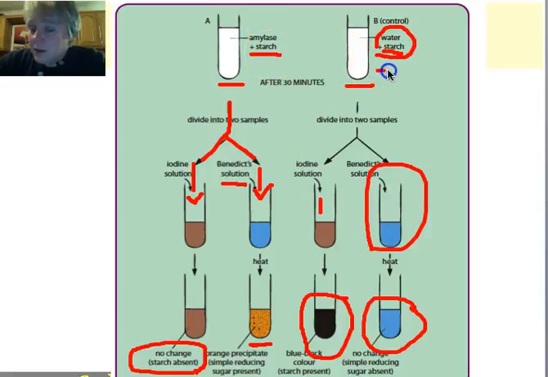This test tube here is acting as a control because you're keeping everything else the same, but there's one variable that you're changing in this. That's the water replacing the amylase. And so that's proving to you that it's the amylase that has broken down the starch.